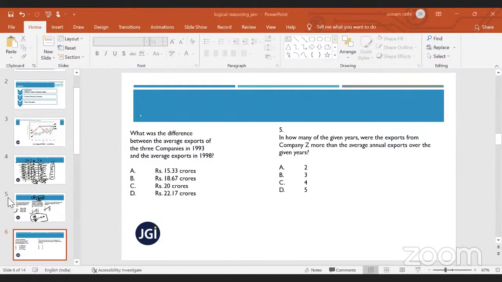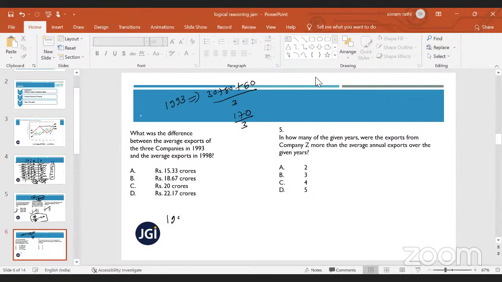Okay, question number 4. What is the difference between the average export of 3 companies in 1993 and average export of 1998? Okay, so 1993, 30 plus 80 plus 60, and average we need to calculate. So this is 170 by 3.